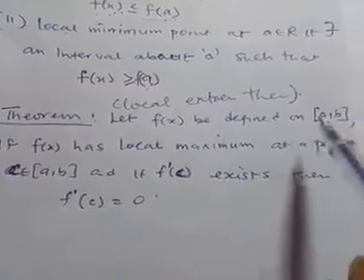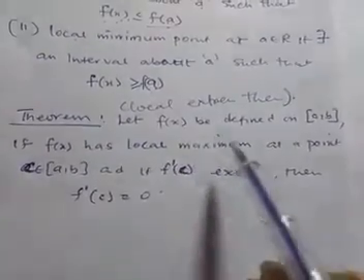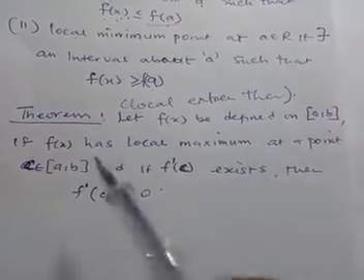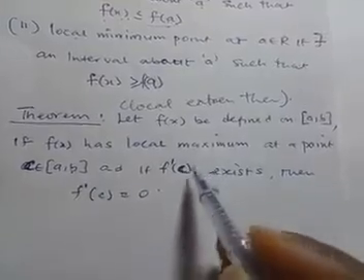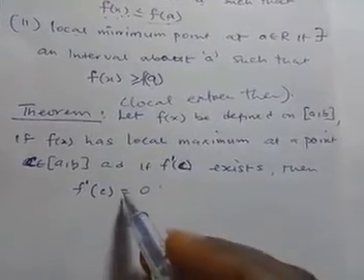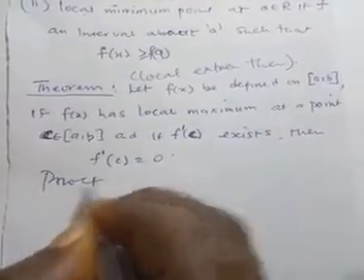Let f of x be defined on the closed interval a comma b, and if f of x has a local maximum at point c in this interval, and if f prime of c exists, then f prime of c must be 0. Now let's prove this.